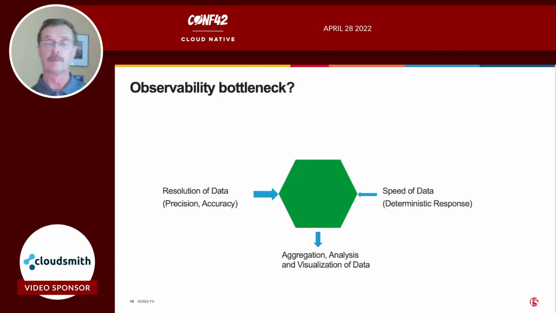When we look at that from observability, there's a similar issue here. A little different, but the resolution of our data, the precision and accuracy coming in, is massive. The speed of our data is the deterministic response. How fast we can get things in is usually less than the resolution of our data. And that impacts the way we aggregate, analyze, and visualize this data. And honestly, by the way, data is pretty worthless unless you can do that aggregation, analysis, and visualization.